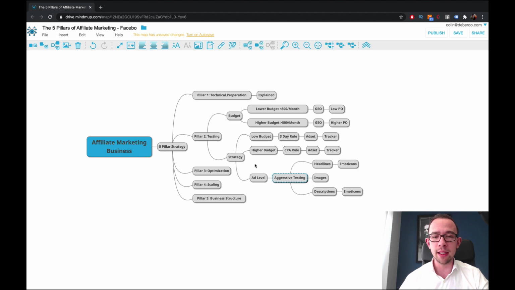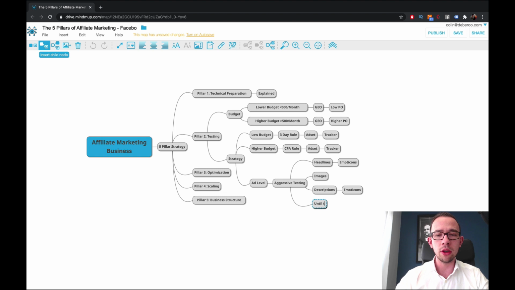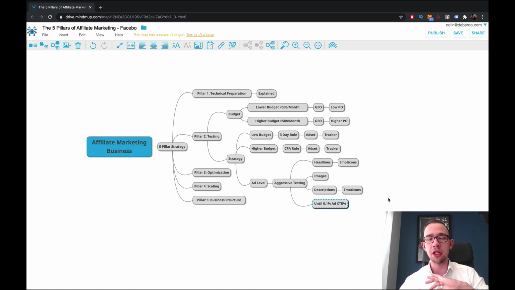And this testing basically continues until there is no significant difference on 0.1% ad CTR, which we call image click-through rate, ICTR. Or in Facebook, it's called ad CTR percentage. So if there's a 0.1% difference for 3 days, then we stop this aggressive testing because it's not worth our time anymore. The campaign has been optimized.